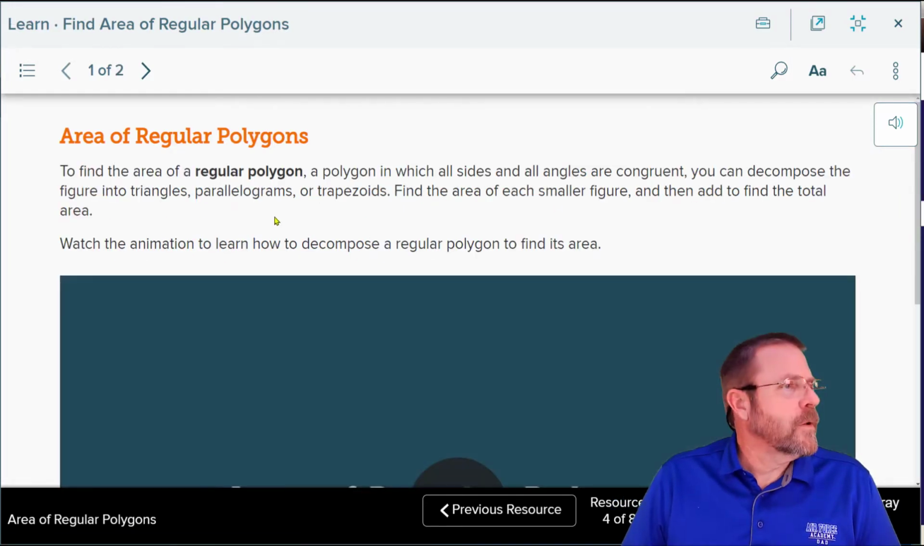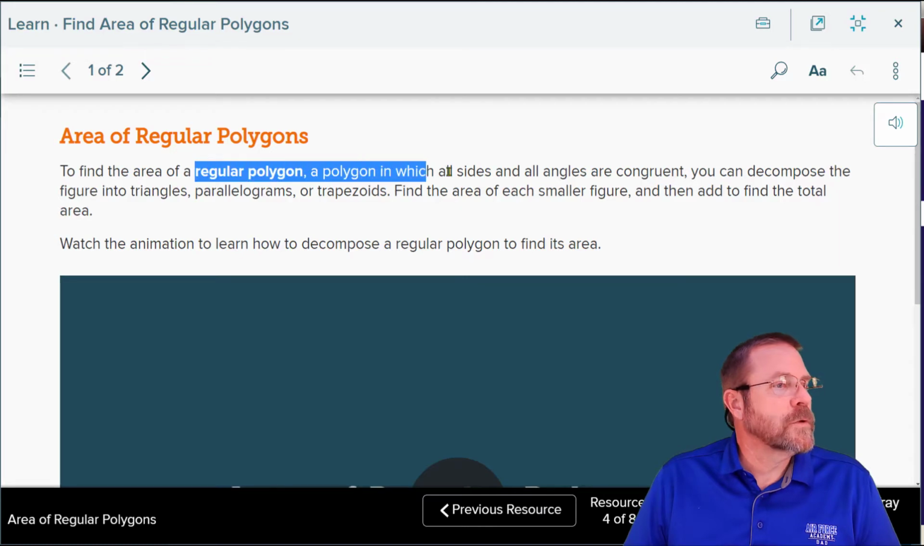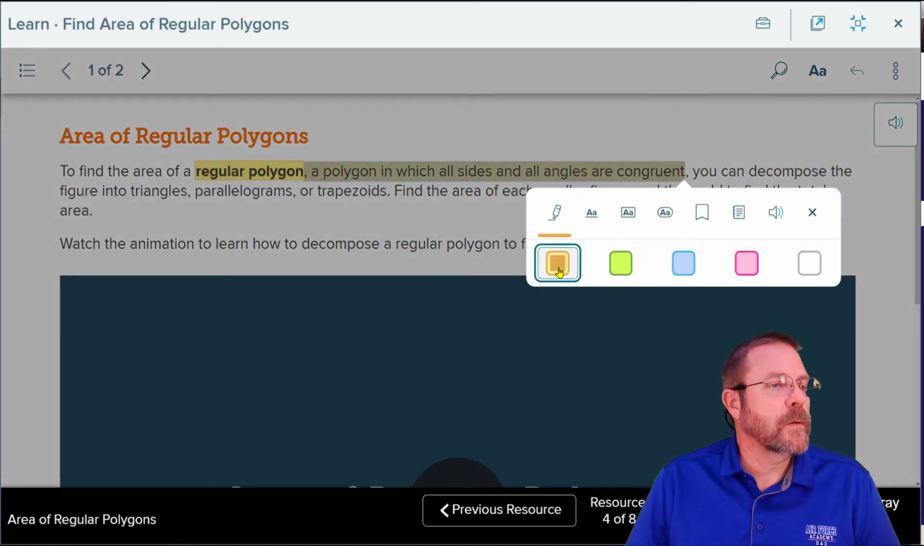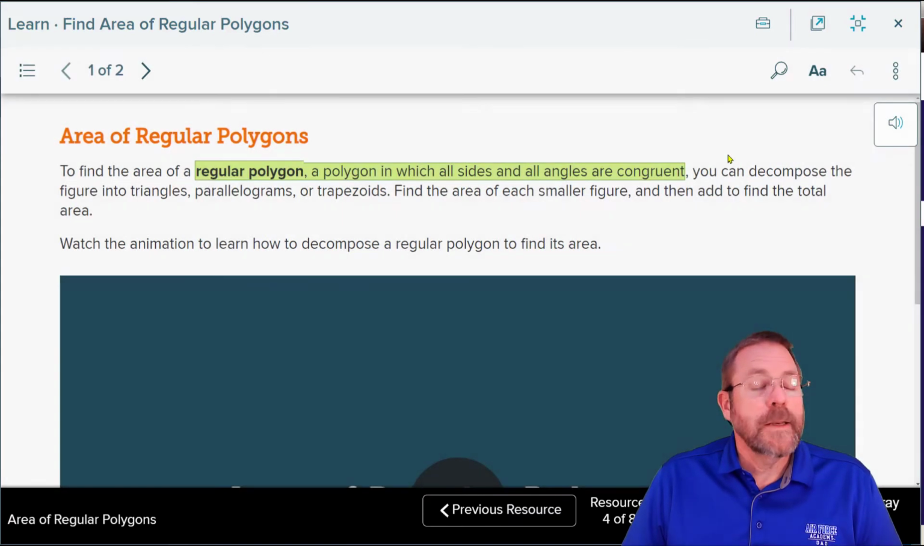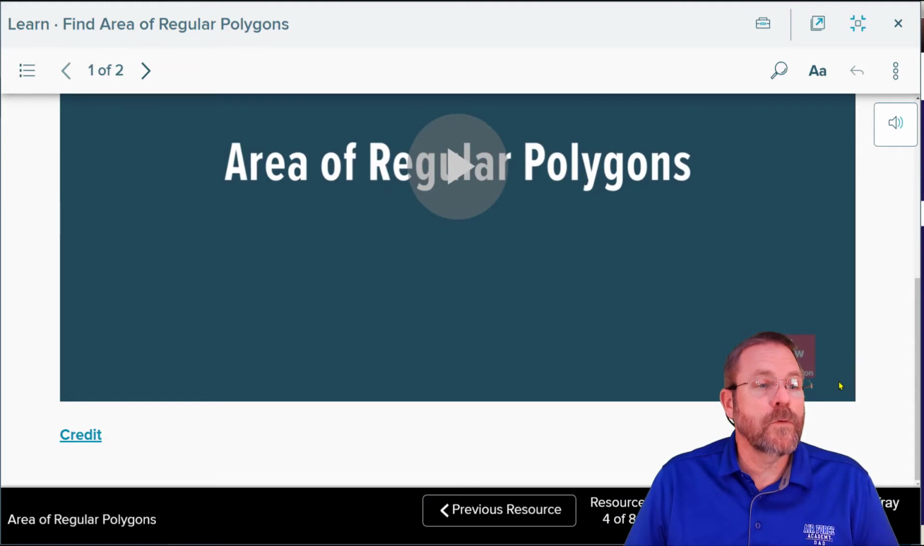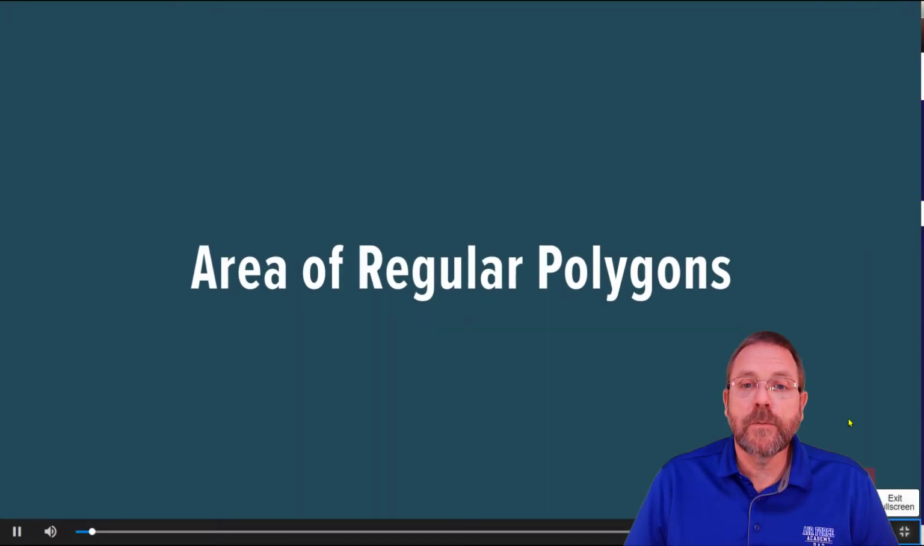To find the area of a regular polygon, which is defined as a polygon in which all sides and all angles are congruent, you can decompose the figure into triangles, parallelograms, and trapezoids. Find the area of each smaller figure and then add them to get the total area. We've got an animation here to go over this with us to help us understand what to do.